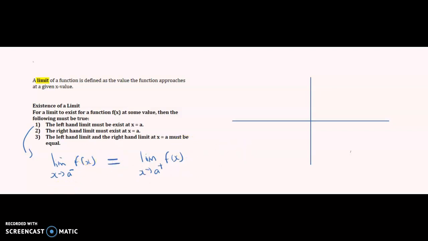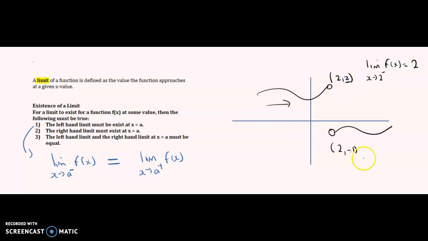So for instance, if I had a graph like this, and say this point here was (2, 2), and this point here was (2, -1), then what I can see from this side is that the limit as x approaches 2 from the left, that's from this side here, of f of x will actually be 2. Whereas the limit as x approaches 2 from the right of f of x will be -1. Now what's happening here? The left-hand side is not equal to the right-hand side. So therefore I will say the limit does not exist. I hope you all understand this.